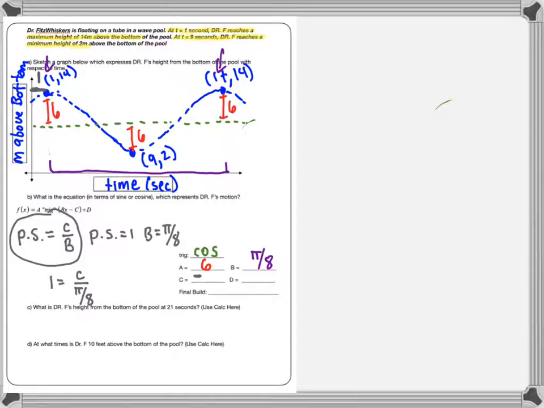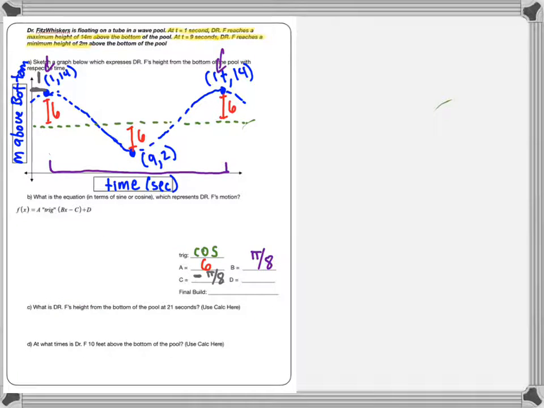And so we're just going to multiply each side by pi over 8 here, and that's going to go over here. At the end of the day, we get C equals pi over 8, but we know it's negative because we're going to the right, and so that's that. Okay, almost done. We've got one part left to build, D, so let's take a look.